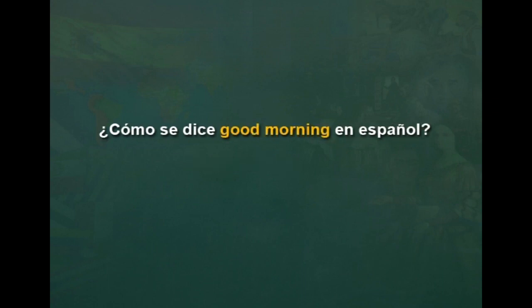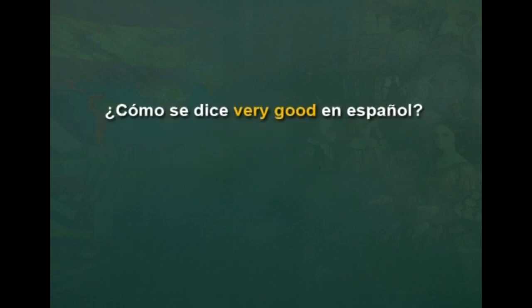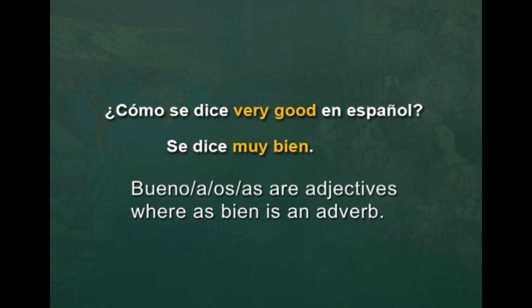¿Cómo se dice good morning en español? Yes, you already know, buenos días, that's correct. ¿Cómo se dice very good en español? Se dice muy bien. Bueno, buena, buenos, buenas are adjectives whereas bien is an adverb. Just remember, we shall come back to these later sometime.